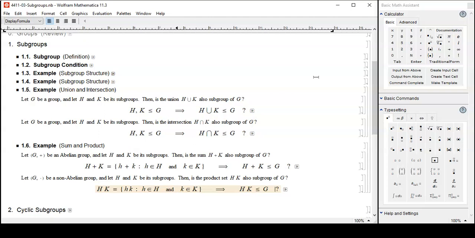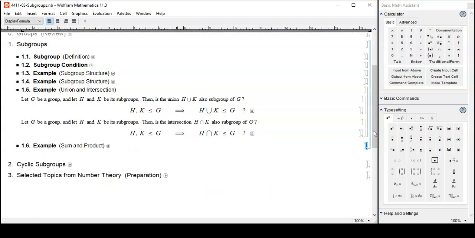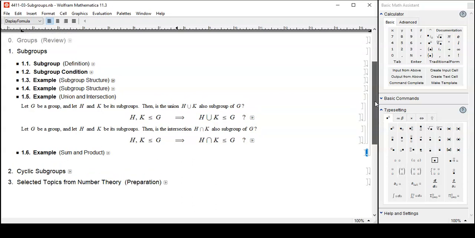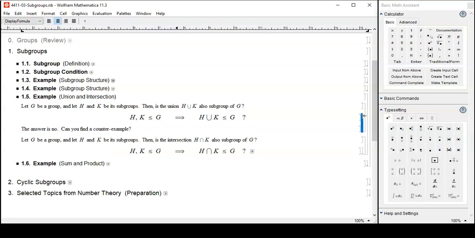So all the elements of G that can be written in terms of h times k form, where h is from capital H and k is from capital K. That's a subset, but is it a subgroup? Good question. Let's consider these a little bit later. Any guess here? It turns out the answer is no. Can you find a counterexample?